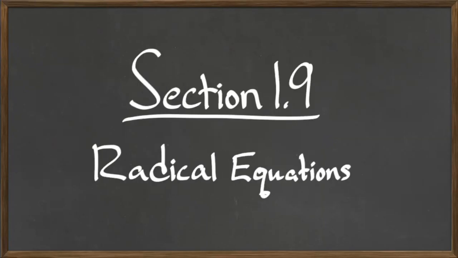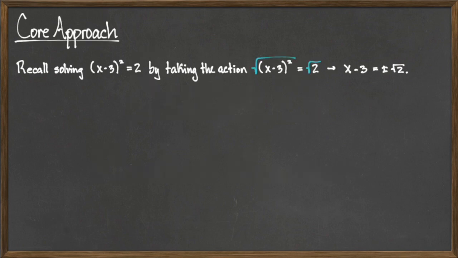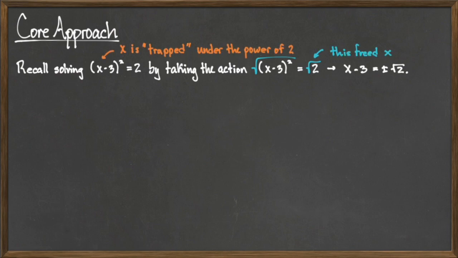To wrap up Chapter 1, we'll talk about radical equations. So let's talk about the core approach. Remember how we solved the equation (x minus 3) squared equals 2 by taking the square root of both sides. This action effectively freed x, which was trapped under the power of 2. We're essentially going to reverse this process.